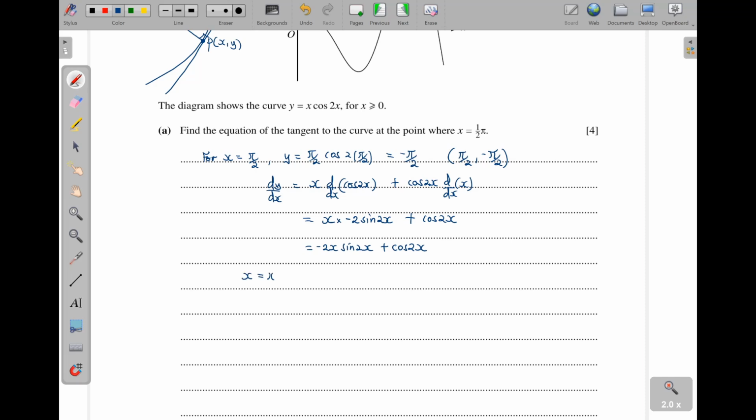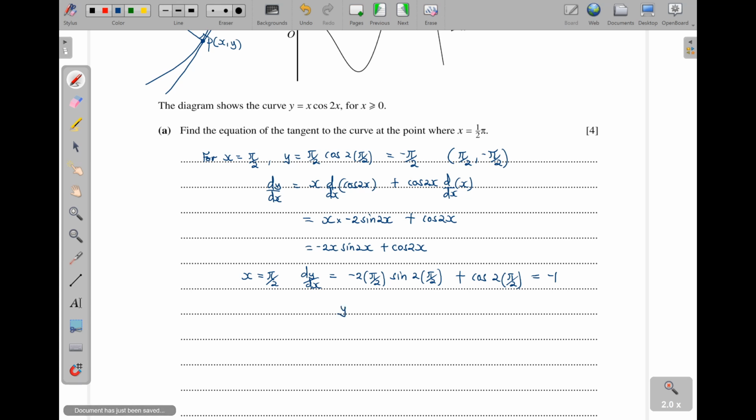So if x is equal to pi over 2, then our dy/dx is going to be equal to -2 times pi over 2, which will remain as negative pi, then sine of 2 times pi over 2. This will be sine of 180, which is 0. So the whole thing here disappears. Then cosine of 2 times pi over 2, cosine of 180 is -1. So that means our answer here is going to be equal to -1, okay?